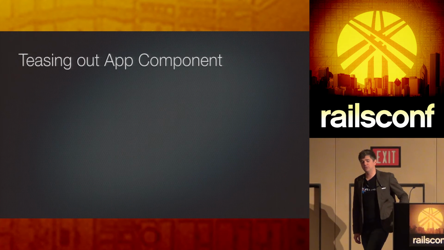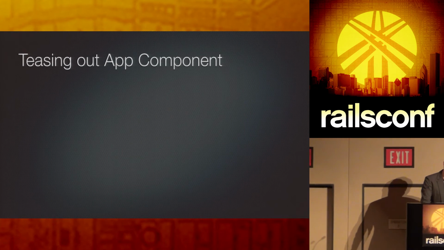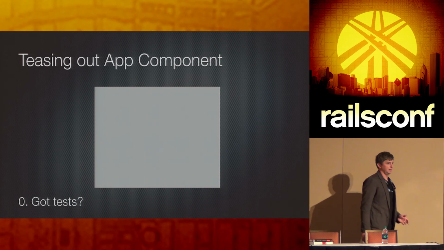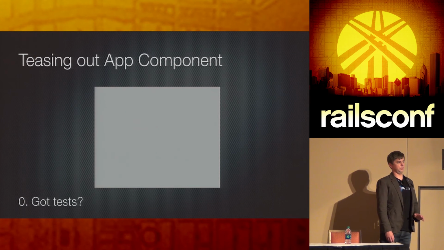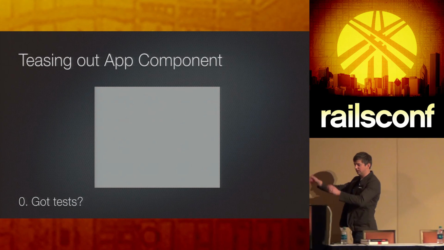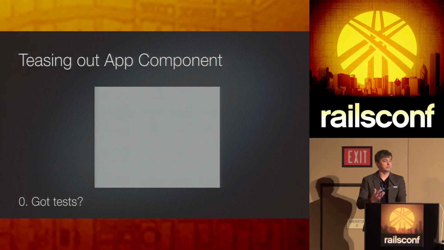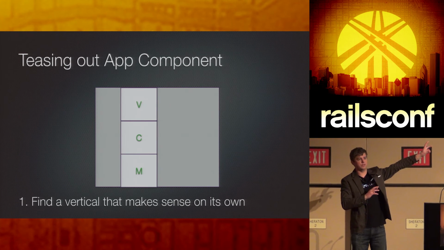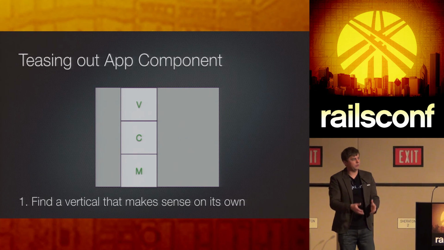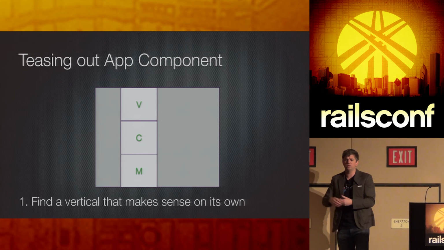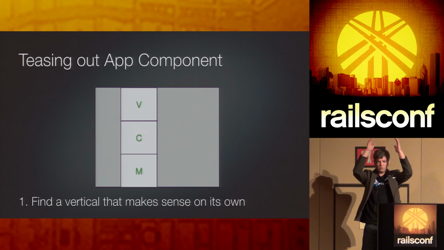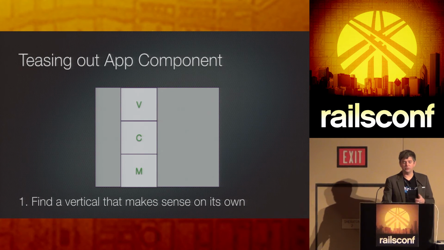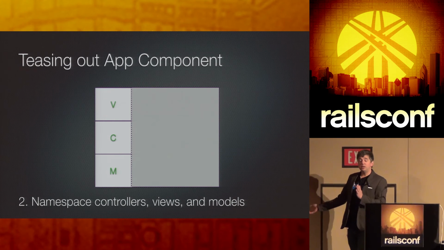All right. But to the first one, teasing out an app component. So, step 0, got tests. If you don't have tests, I wouldn't move as much code as we're about to move. But you should add some tests around the stuff that you want to extract. And then for the app component, so that's this teaser thing we looked at, a component of your application where you almost think, this could be its own application maybe. So you look for this vertical. Views, controllers, models. You find that vertical that makes sense on its own, and you namespace it.